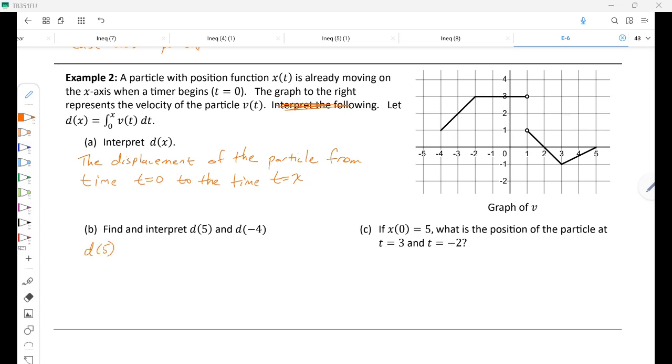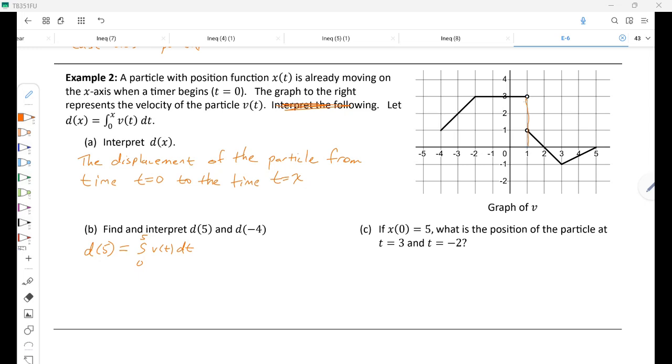So the d of 5, and this is all an accumulation function is, d of 5 is just an integral. It is the integral from 0 to 5 of v of t dt. And if I have a graph of v, what do I do to figure out that integral? How am I going to get this value of the integral of v of t dt? Find the areas.